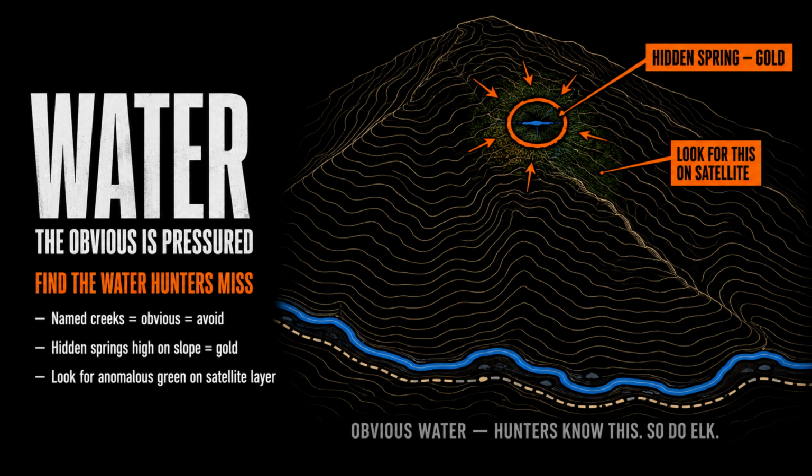Here's what most hunters miss. The blue on your topo is the obvious water, and elk know where all of it is. In high pressure country, elk shift away from predictable water sources that hunters can easily find because everybody else knows it. The water that matters most for hunting is the water that isn't obvious on the map. So your springs and seeps high on a slope, far from trails, far from named creeks, are gold. Elk use those with more consistency and less caution than water near roads, right?